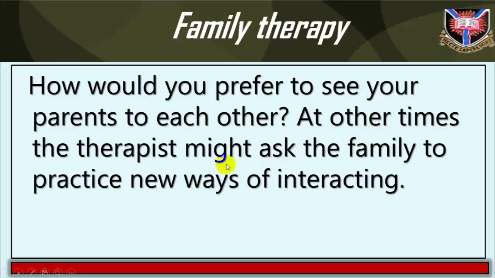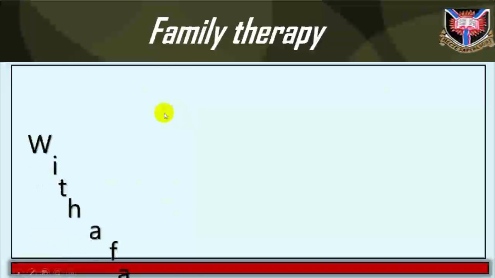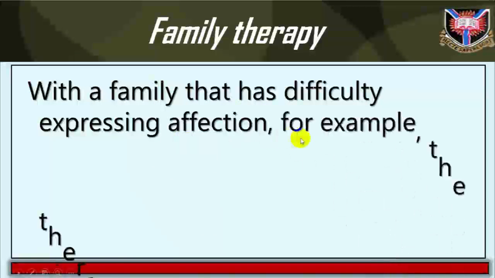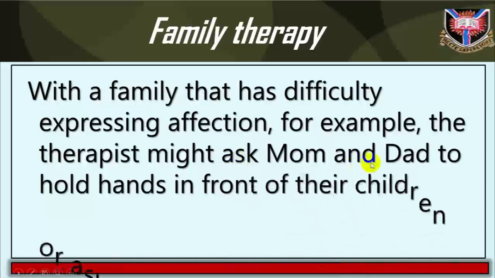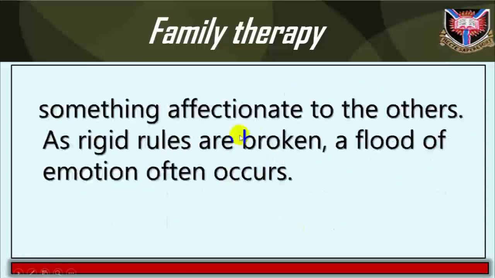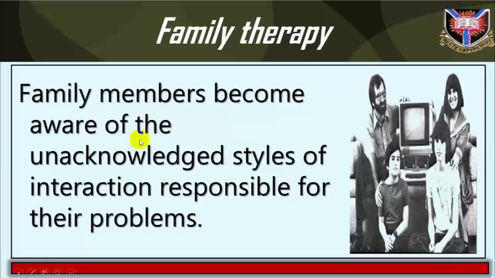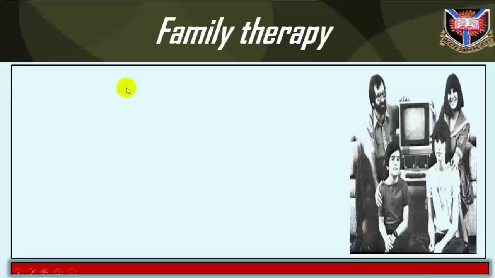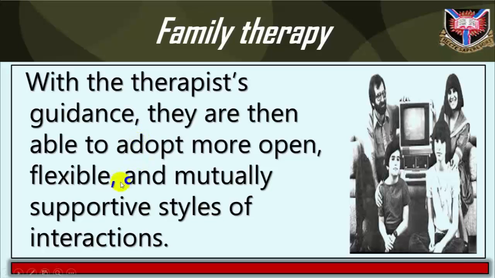At other times, the therapist might ask the family to practice new ways of interacting. With a family that has difficulty expressing affection, for example, the therapist might ask mom and dad to hold hands in front of their children or ask each member to say something affectionate to the others. As rigid rules are broken, a flood of emotion often occurs. Family members become aware of the unacknowledged styles of interaction responsible for their problems. With the therapist's guidance, they are then able to adopt more open, flexible, and mutually supportive styles of interaction.